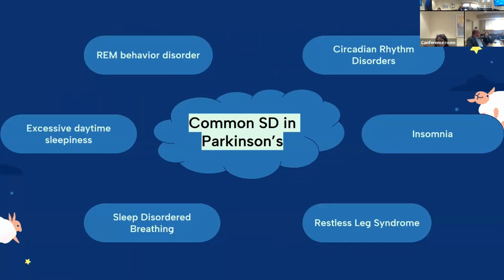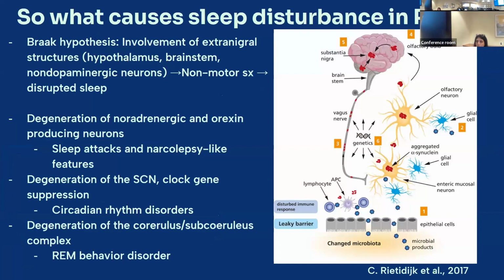So common sleep disorders in Parkinson's, we have circadian rhythm disorders, insomnia, restless legs, sleep disordered breathing, excessive daytime sleepiness, and then REM behavior disorder. So all of them. So what causes sleep disturbance in Parkinson's?